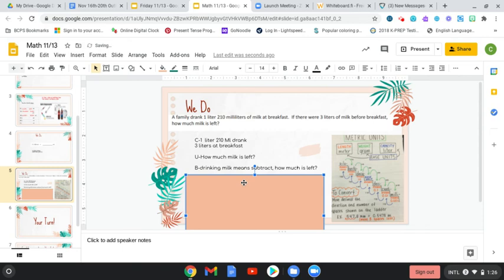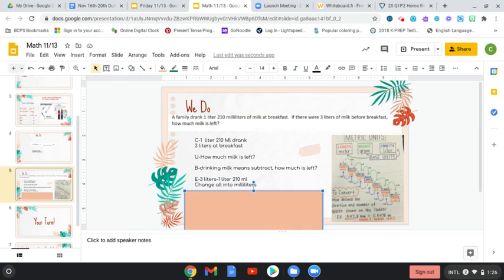B means box important words. Okay, words that give you a clue. Now, when I see here that they drank this much, well, drinking means subtracting. You're taking away from an amount. And this is how much milk is left. Okay, that also says subtract. So to me, I'm going to subtract. So E, I'm going to evaluate. I'm going to think about what I need to do. I know that I need to subtract the amount from breakfast and the amount that they drank. Okay, and that's going to give me how much is left.